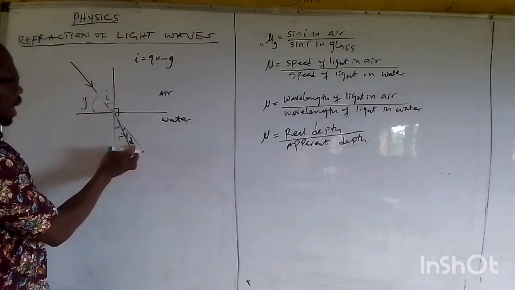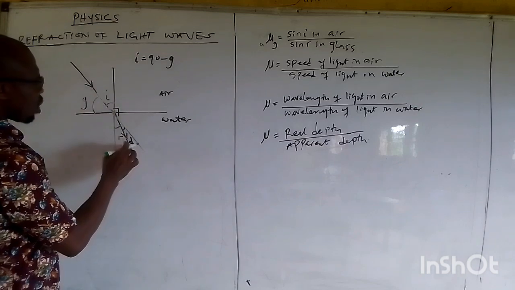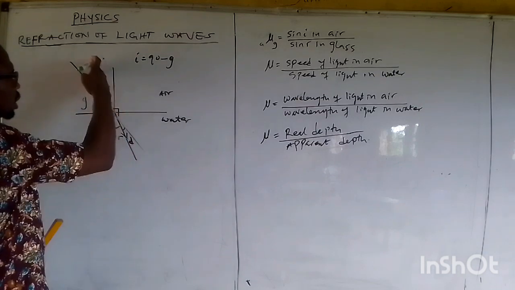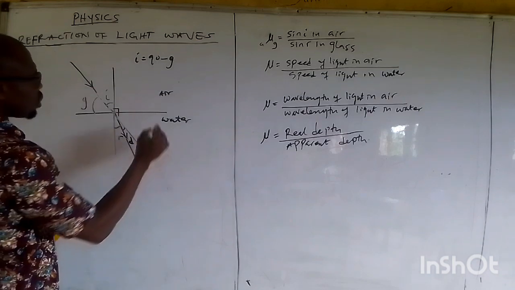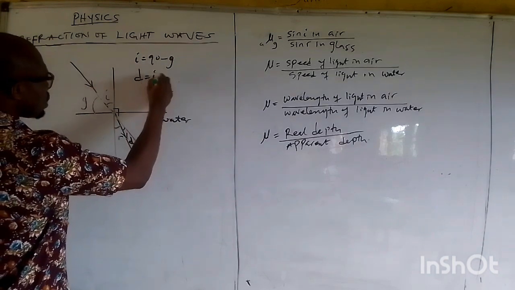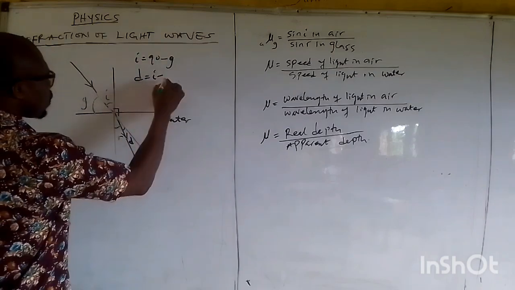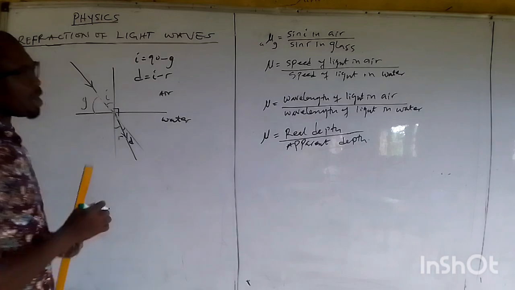Now, this angle here, the angle of deviation, if we want to get the angle of deviation, of course, the angle of deviation is angle of incidence minus angle of refraction. Therefore, deviation is angle of incidence minus angle of refraction. So these two are important.